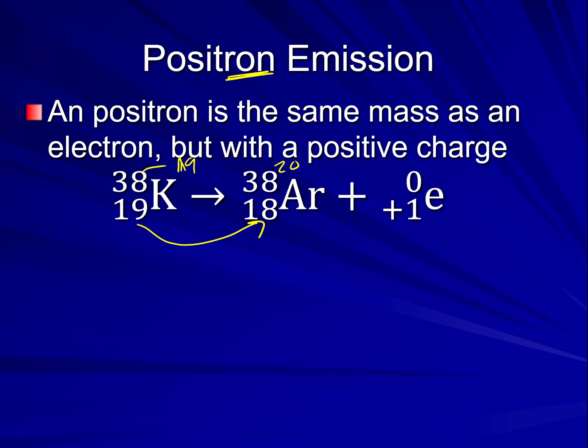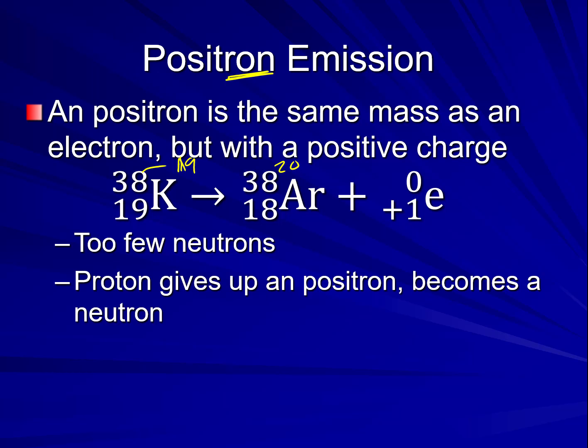Does that make sense? Okay, so that means we're going to do this if they have too few neutrons, if your ratio is too small. So the proton gives up a positron and becomes a neutron. So if you look at what you have too much of, that's what's going to change. If you got too many protons, you're going to get a positive charge out, and you're going to make the positron. If you have too many neutrons, you're going to get the electron out. That's how that ratio tells you how it's going to change.